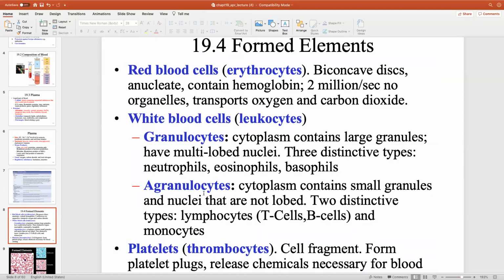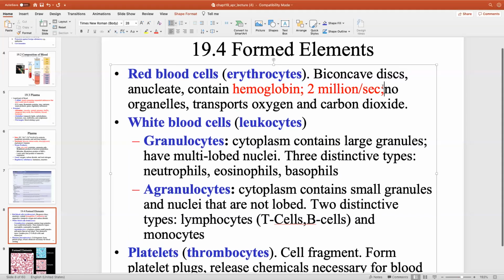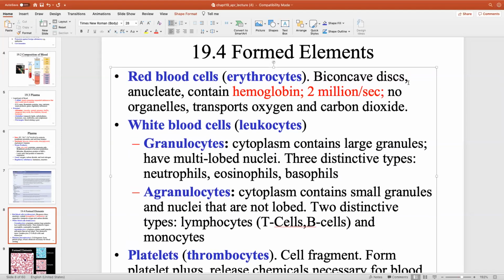Now, besides the plasma, we have these formed elements. Red blood cells, our biconcave disc, contain hemoglobin. 2 million red blood cells are produced every second. And the big one is this, right? You can produce 2 million red blood cells, but there are no organelles. Because there are no organelles, there's no way for that red blood cell to be repaired and healed, right?